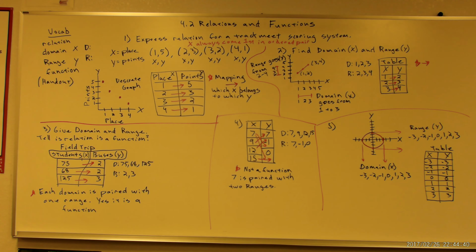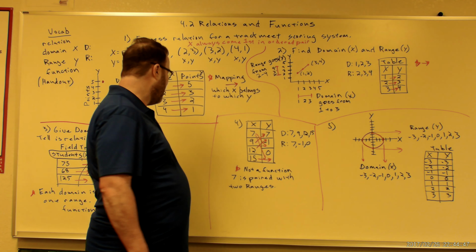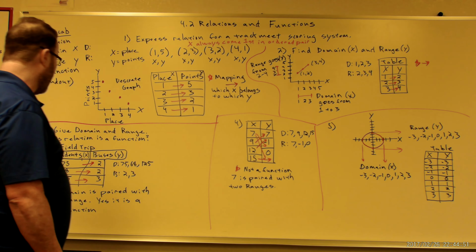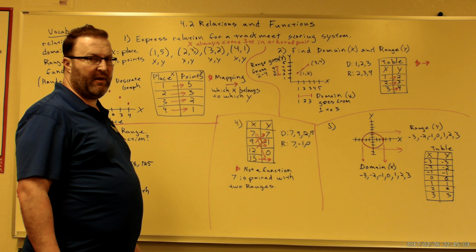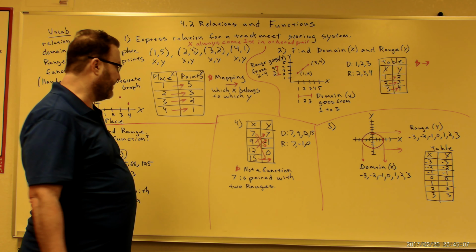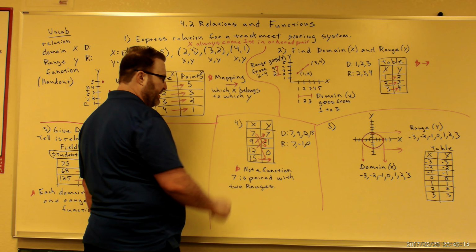So we have x's, 7, 9, 12, and 15, and we have ranges 7, -1, and 0. Now I want to kind of come back to this one here. We have 3 and 3, so this one works out, but typically, if you see that you have more domains than ranges, typically it's not going to be a function. Now, this is why we do the mapping, so we understand this. So here's our ordered pairs, 7 and 7, 9 and -1, 12, 0, 15 and 0.